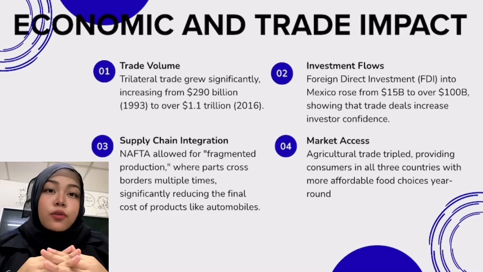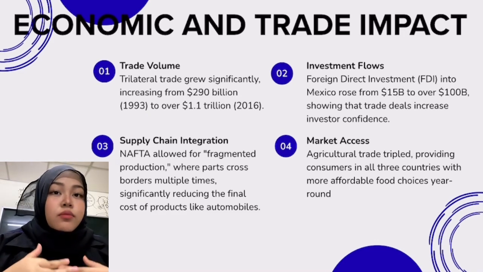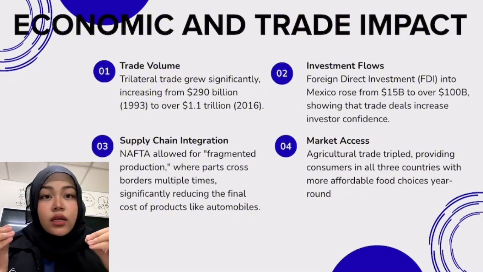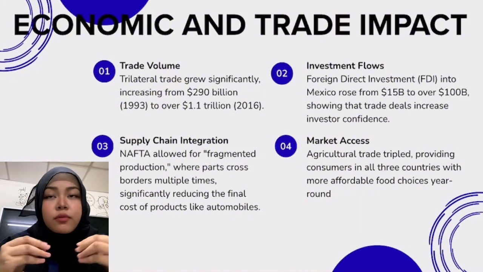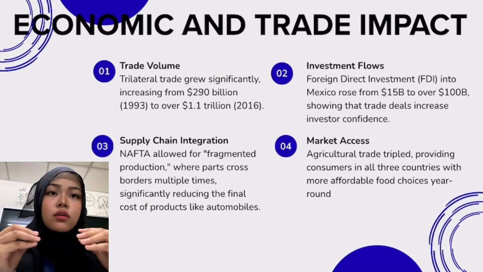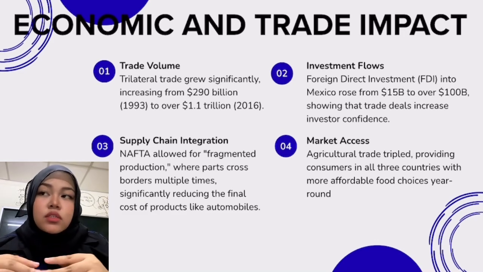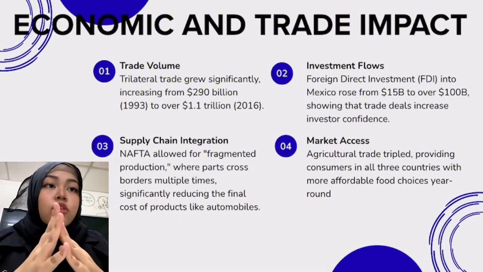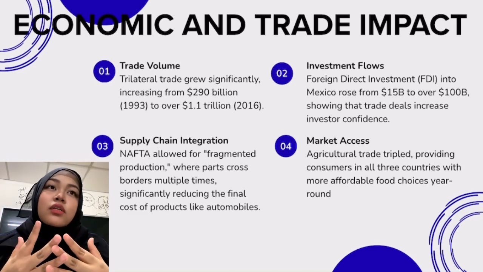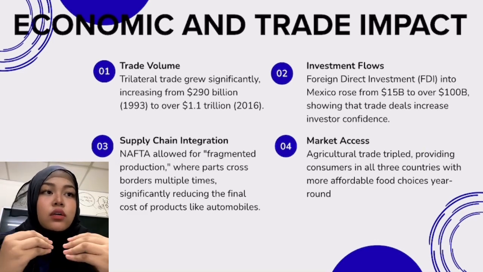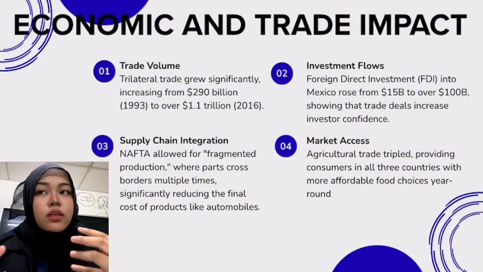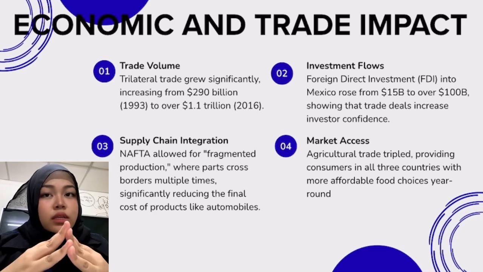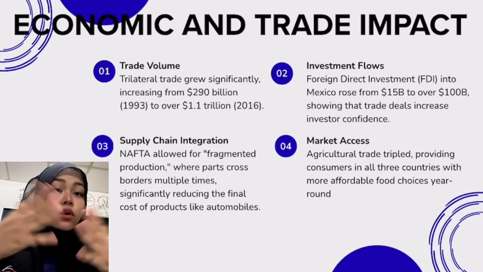So I will continue the part on economy and trade impact, which is the third bullet. For supply chain integration, NAFTA allowed for fragmented production, where parts cross the border multiple times, which significantly reduces the final cost of products like automobiles. For example, car parts may be made in different countries before the final product is complete. This reduces production costs.